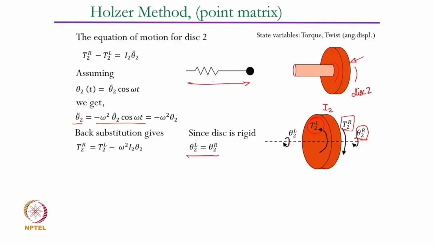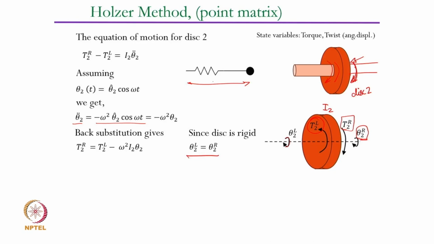With that logic, on both sides of the disc the twists are identical. What that actually means is that if you have another shaft here, then the twist in the left end of this shaft is going to be the same as the twist on the right hand end of the previous shaft, and across the disc there is no relative twist.